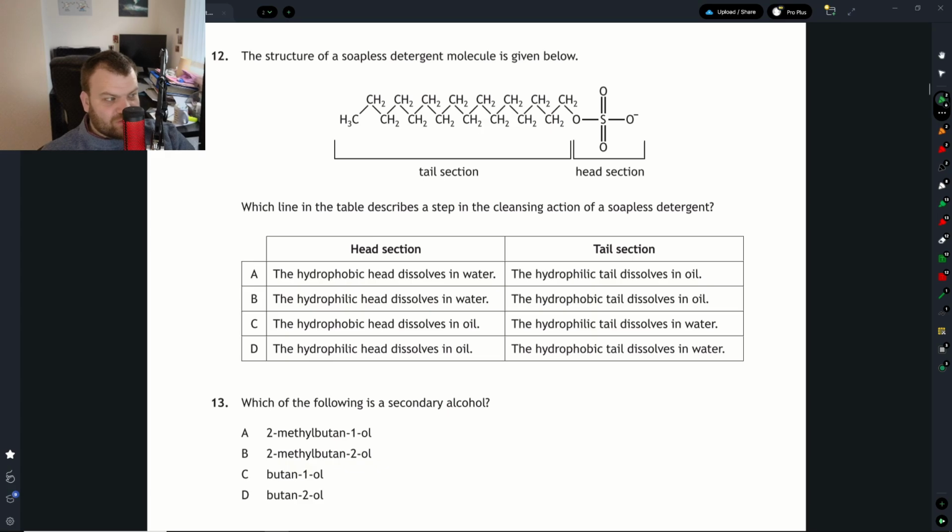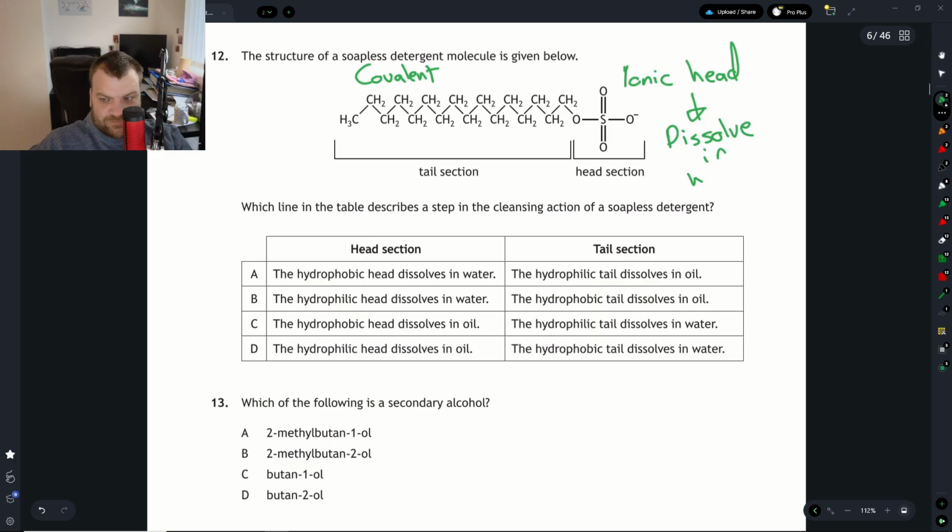For question 12, we're asked about soapless detergents. We have two parts to this. Our tail is a long covalent tail, lots of carbons and hydrogens, whereas we have an ionic head. The ionic head will dissolve in water, and the covalent tail will not dissolve in water.